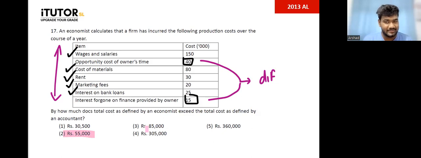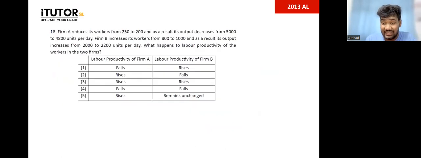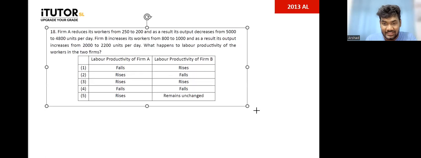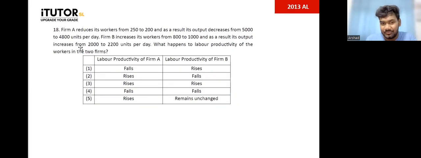Is that okay? Fine. Going to the next. Question 18. Again, added newly. What can you say about this? Again, an easy question. Firm A reduces its workers from 250 to 200. As a result, its output decreases from 5,000 to 4,800. Firm B increases workers from 800 to 1,000. As a result, output increases from 2,000 to 2,200. What happens to the labor productivity of the workers?